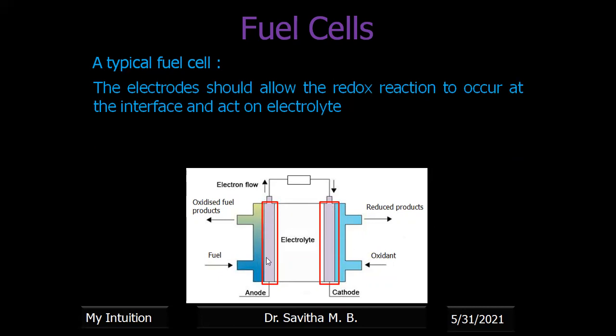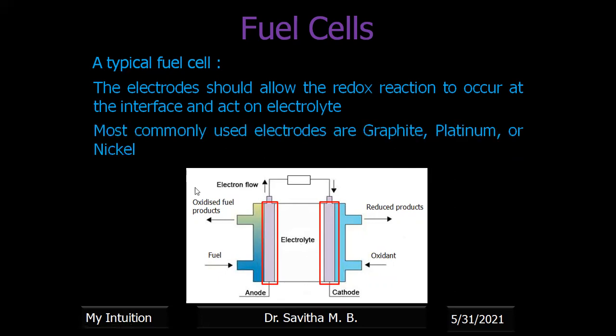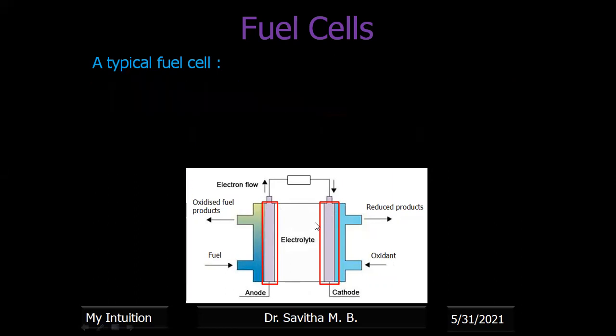Now the basic components next are the anode and the cathode. Oxidation and reduction, that is the redox reaction, has to take place at the interface. The most commonly used electrodes are graphite, platinum, or nickel. It is made up of these materials, that is graphite, platinum, or nickel. Commonly, it is not fixed that you have to use those anode and cathode only.